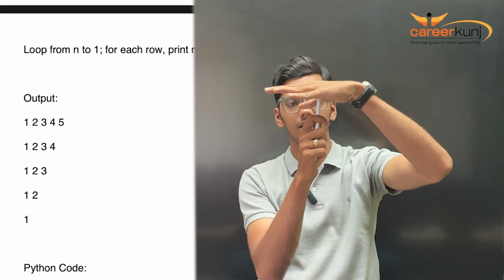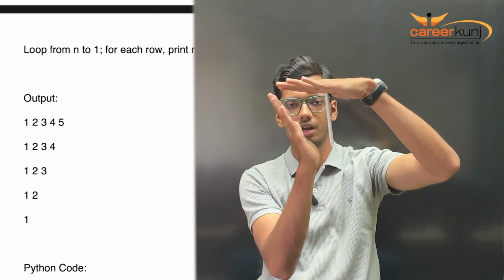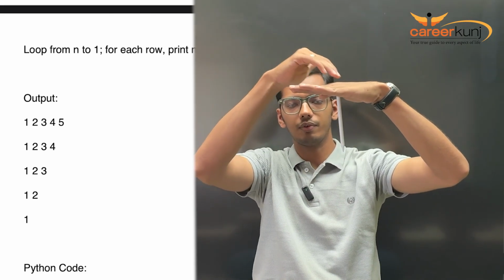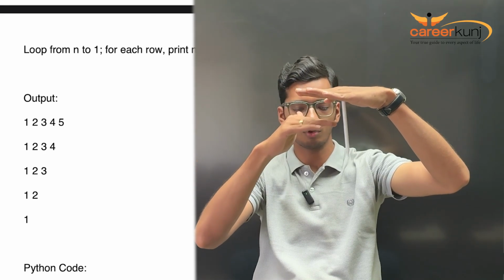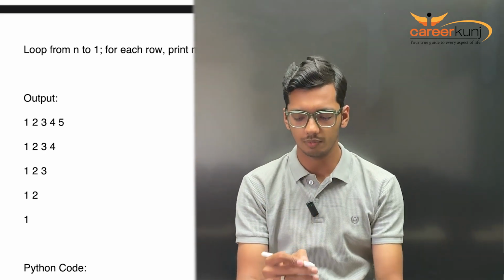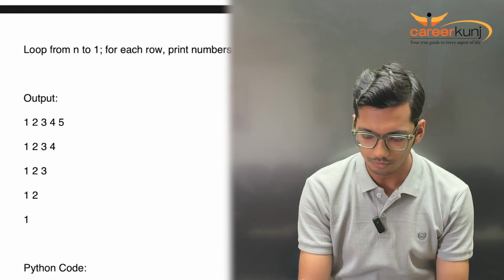Are you able to get it? I will try to make it. This is my inverted triangle. So my first row will have 1, 2, 3, 4, 5. Then it will have till 4, 3, 2 and 1. All right. Now I'm showing it on screen as well.